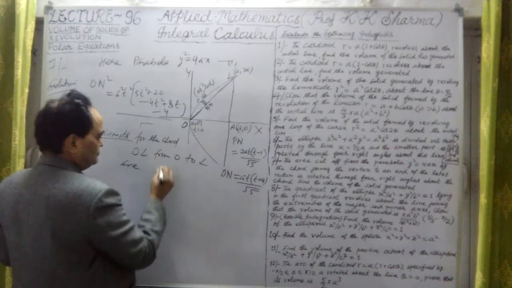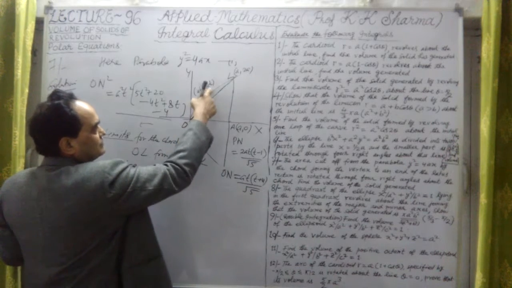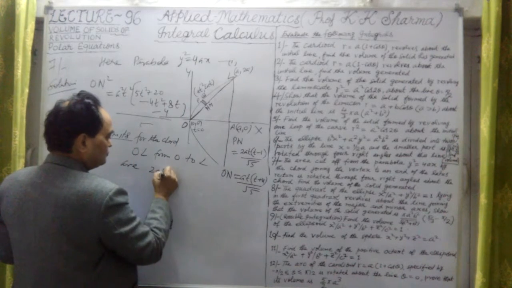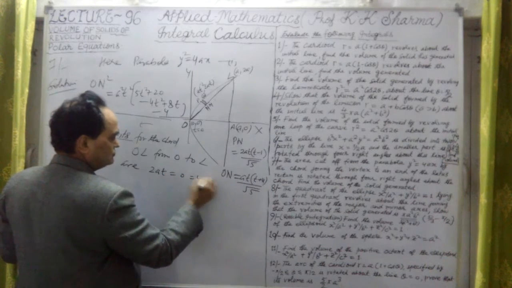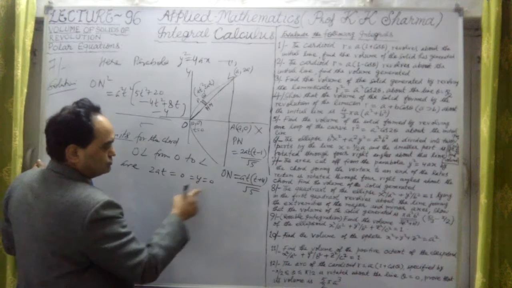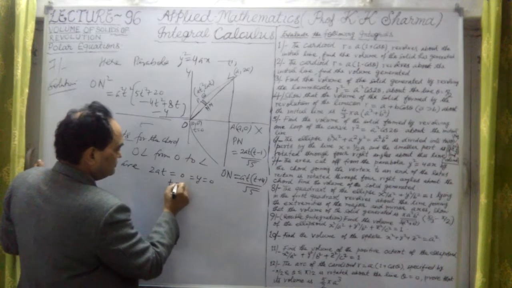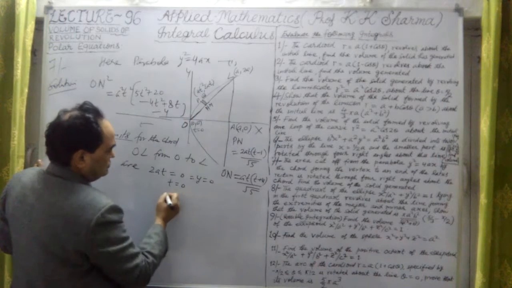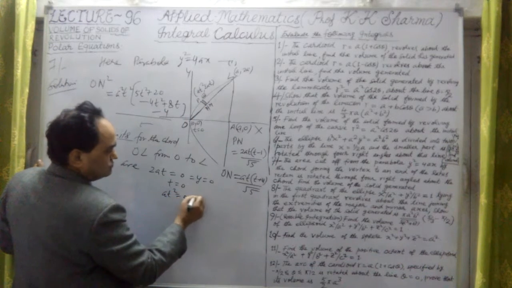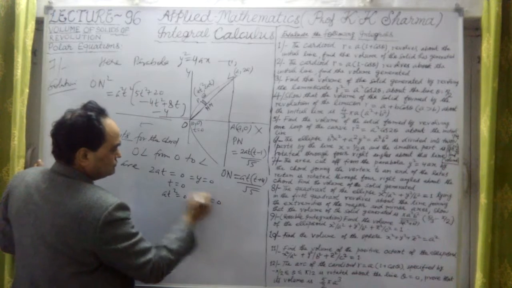It is 0. Because here y is 0, y is 2at equal to 0, or y equal to 0. That means 2at, so t equal to 0 here. You can take y or x, whatever. at square equal to 0. Here at square is also 0. This also implies that t equal to 0.